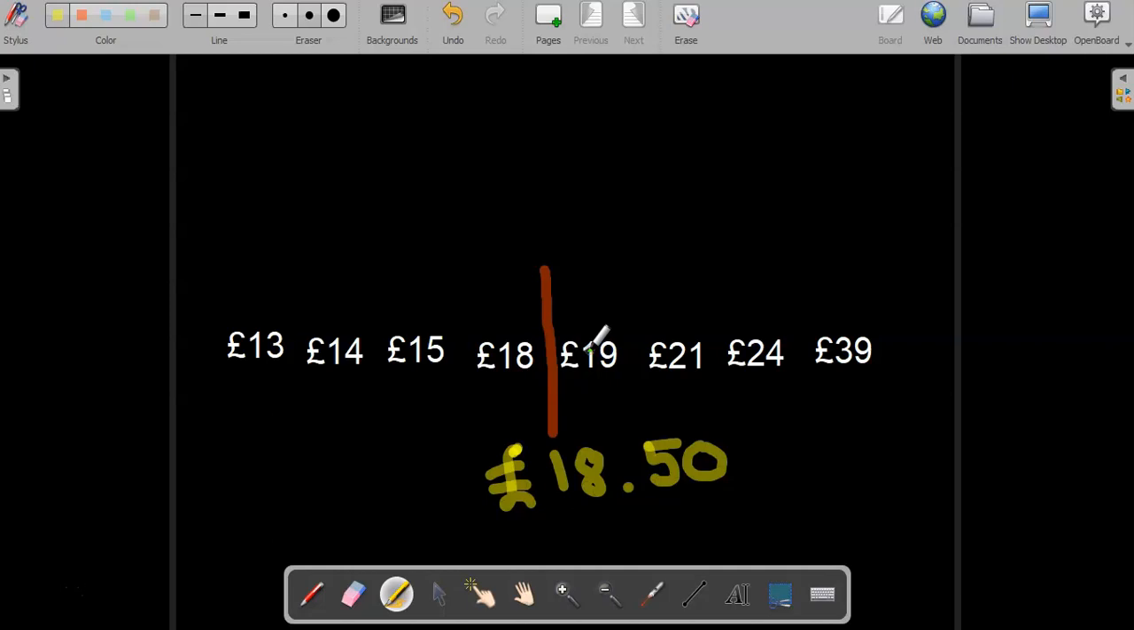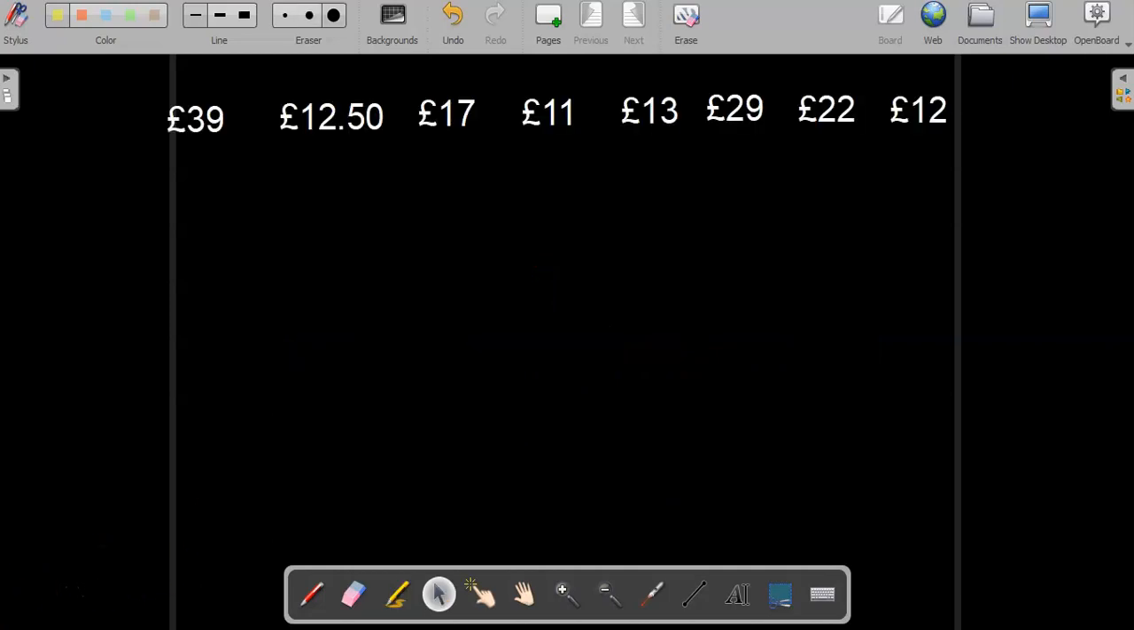Now it's your turn to have a go. I've arranged some more numbers onto my board now, and I've been nasty and I've personally made sure there's an even amount there. Your challenge is to find the median of these amounts. What you need to do now is pause your video, grab a pencil and paper, or if you've got a tablet, have a go on there, and calculate the median. Okay, no cheating, pause the video now.